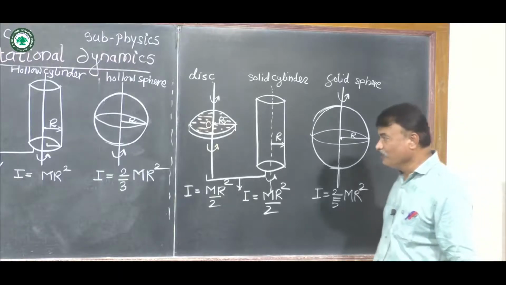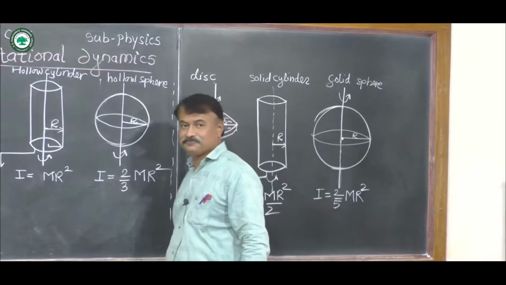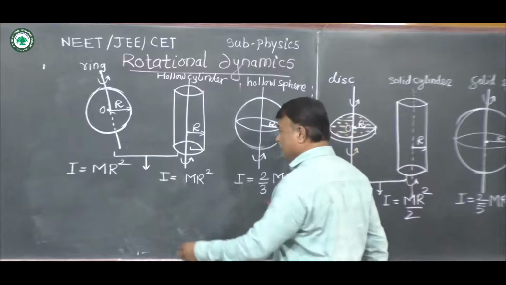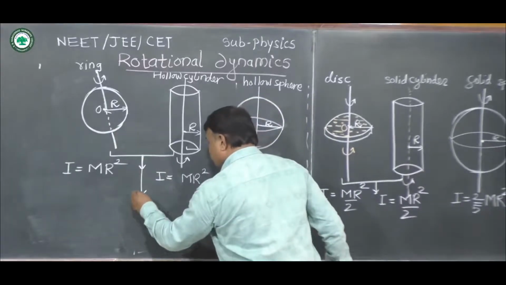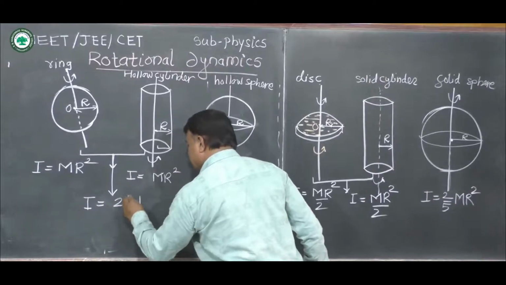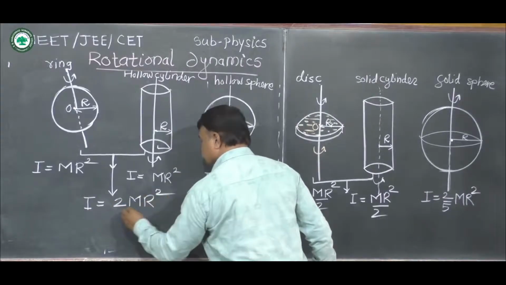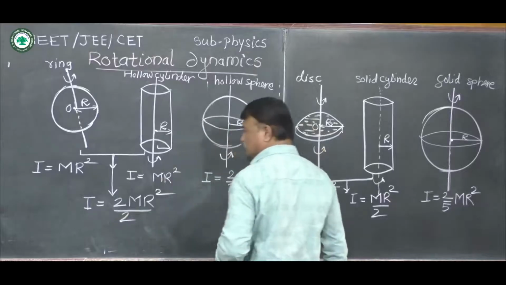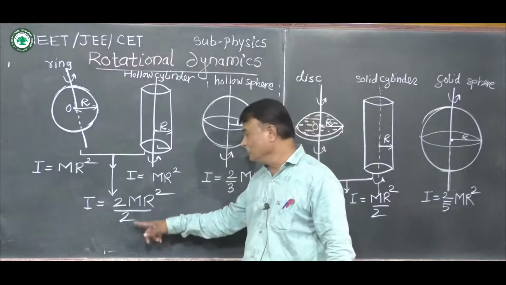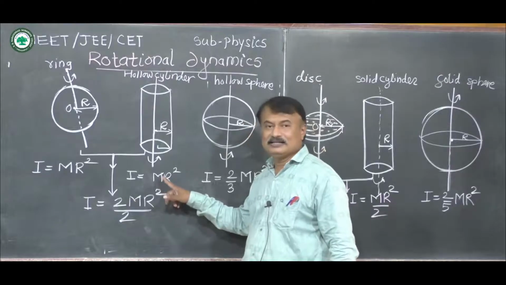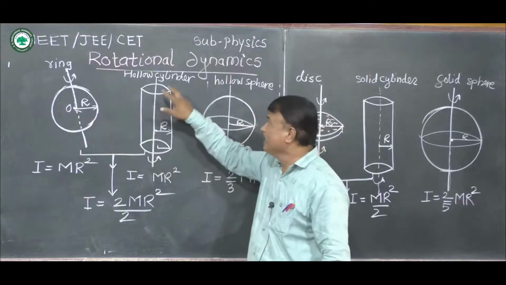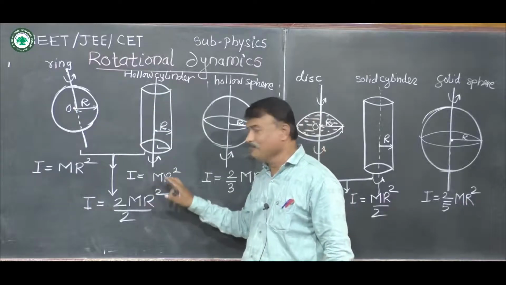Now see here, for our convenience, we multiply all these mr square by 2. So here we write I is equal to 2 mr square by 2. Then we get the same answer, mr square. The 2 gets cancelled and then we get mr square. So the moment of inertia of a thin uniform ring and hollow cylinder is equal to mr square.